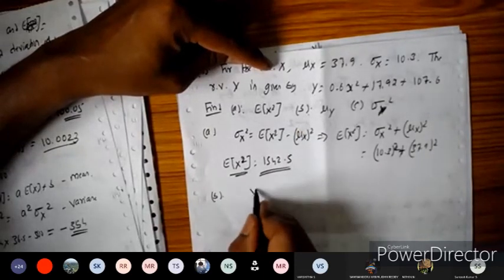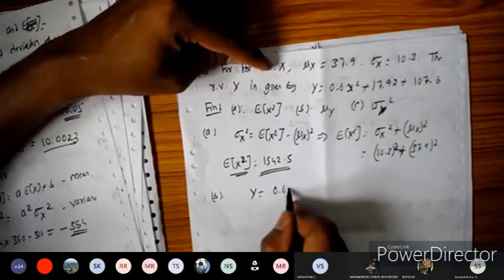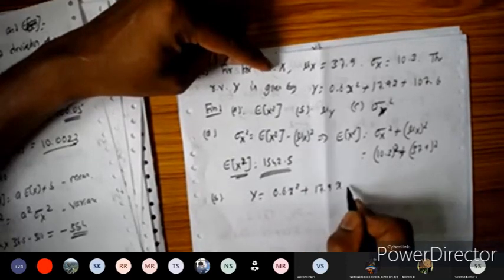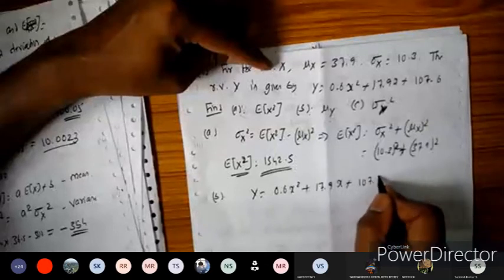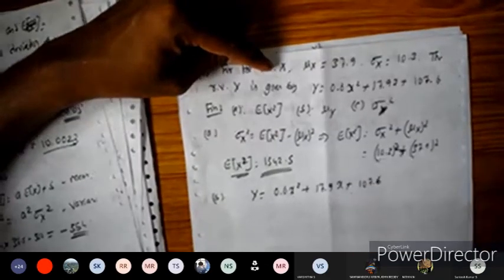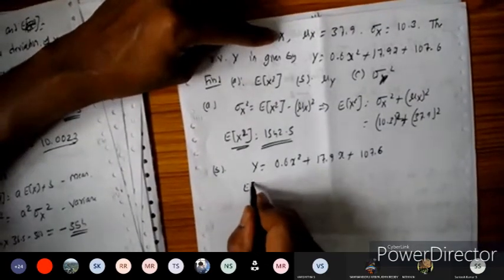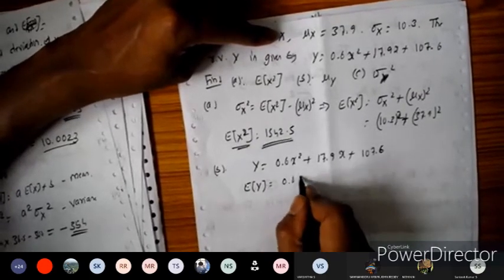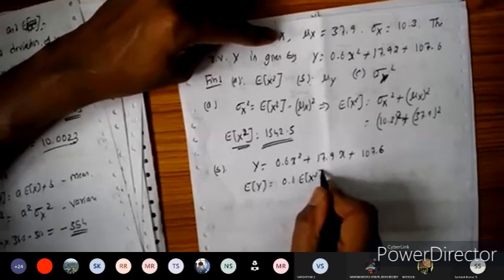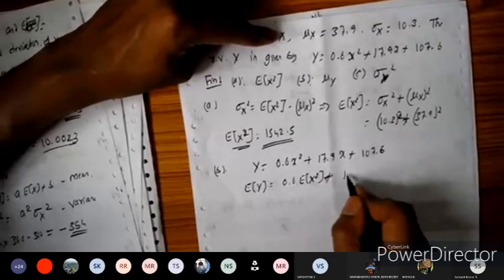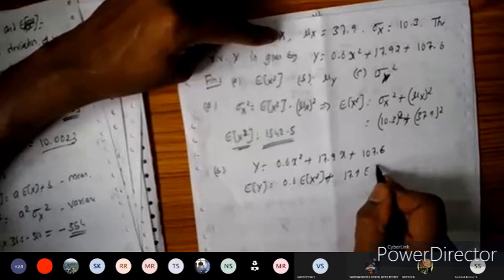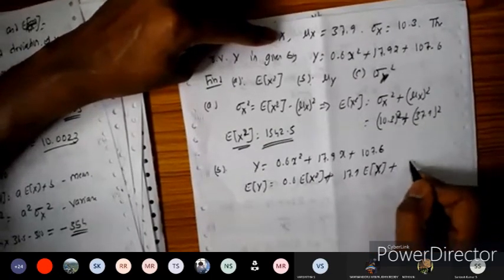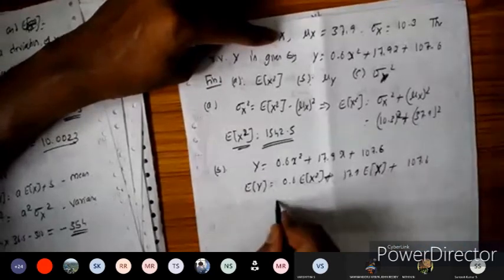Okay, so let us find out the second part. It is given that the random variable y is 0.6 x square plus 17.9x plus 107.6. Let us find out the mean here. The mean is nothing but the expectation of y. So this is 0.6 into expectation of the x square. When you take the expectation, you'll get like this, 17.9 into the expectation of x, and the constant will remain constant only.